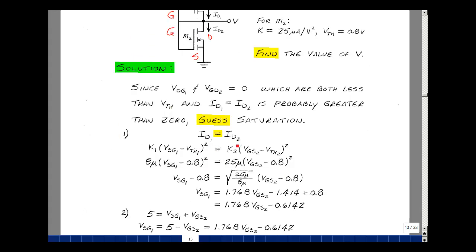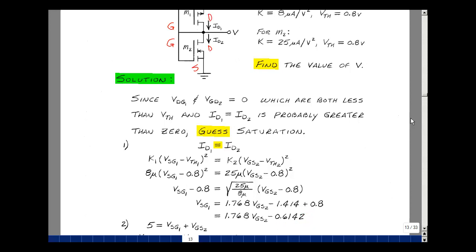Since ID1 equals ID2, we could set their saturation equations equal to each other, where K1 is 8 microamps per volt squared and K2 is 25 microamps per volt squared. We could divide by 8 micro, take the square root of both sides of the equation, just this term and just this term. This square root of this quantity is 1.768. Multiplying that times this, then multiplying that times this, I get minus 1.414, and then the point on the other side of the equation. The gate source of transistor 1 is in terms of the gate source of transistor 2. I combine these two together and get minus 0.6142.